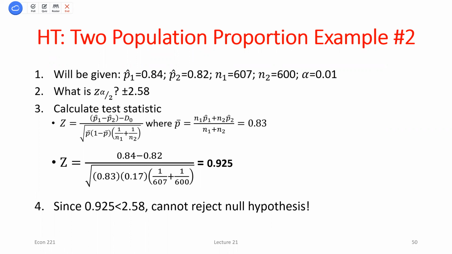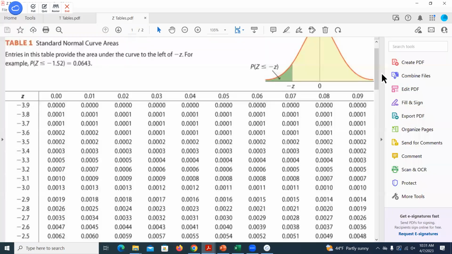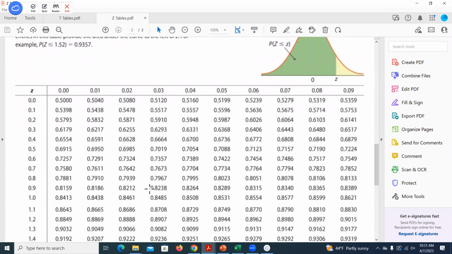But I always think the p-value approach is a little bit easier for wanting to do multiple levels. If I look at my test statistic here, which is 0.93, I go to my table and look up 0.93. Where's that? 0.8238. But remember, the table always gives me the area to the left. So I forgot what this was, 0.8238.